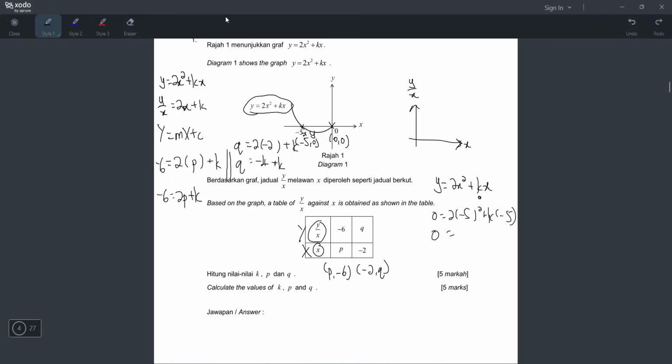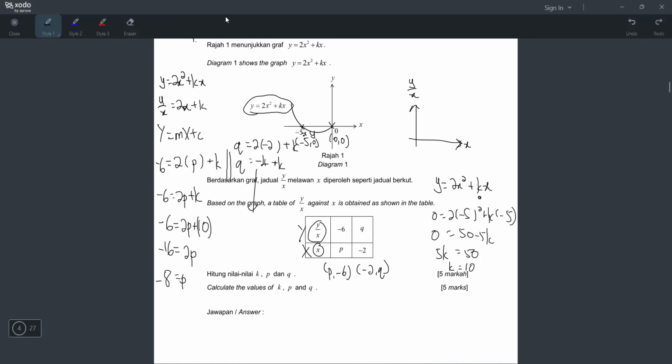So now it becomes 0. This one you can just press the calculator, you get 50, and then minus 5k. And then minus 5k, you can move it over here, become positive, equals 50, and then k equals 10. And since your k is 10, it means your y-intercept is 10. So now you can substitute the k, 10, inside here. So it'll be negative 6 equals p plus 10. Then move the 10 over, become minus 10, sorry. So it becomes negative 6 minus 10 is negative 16, and then p equals negative 8.